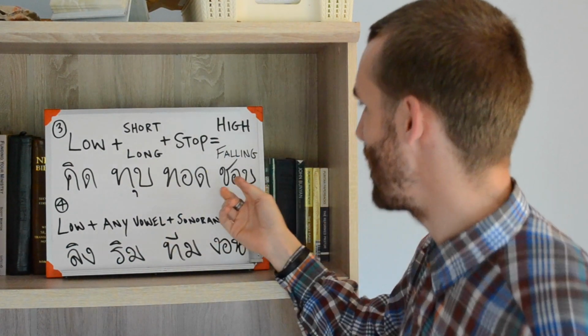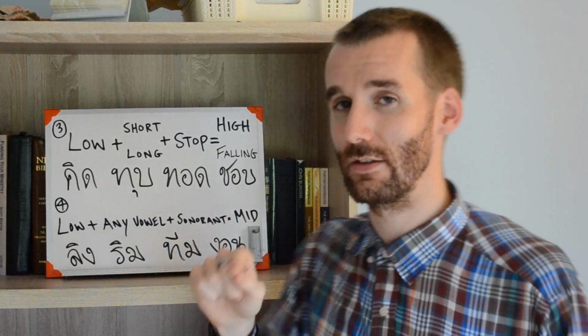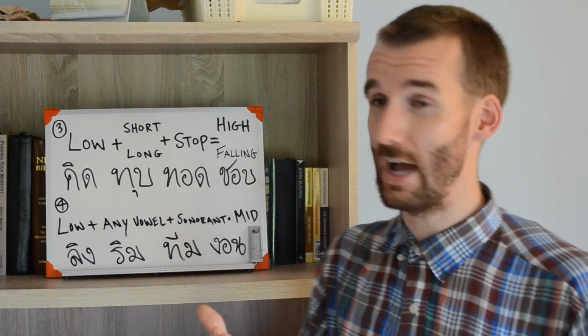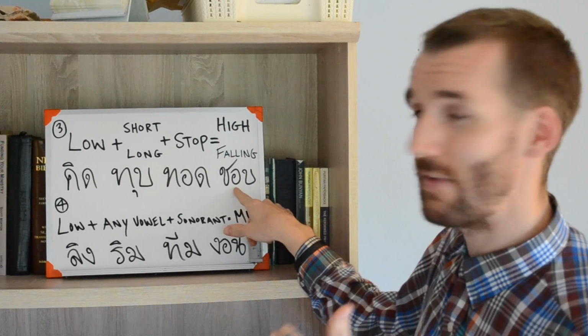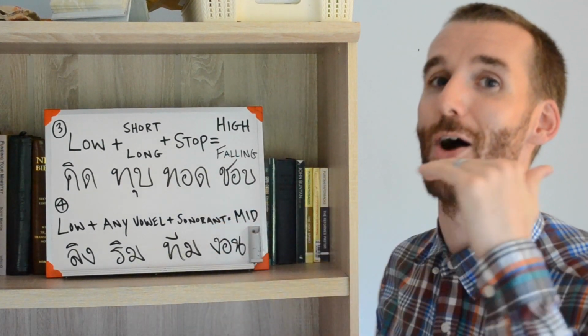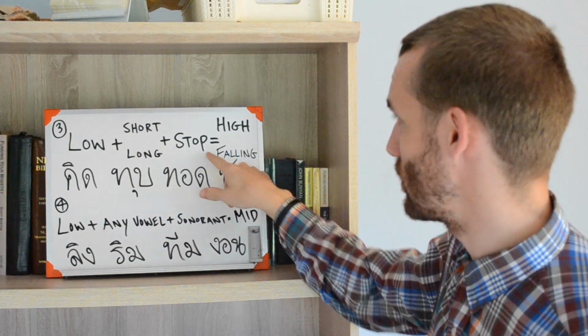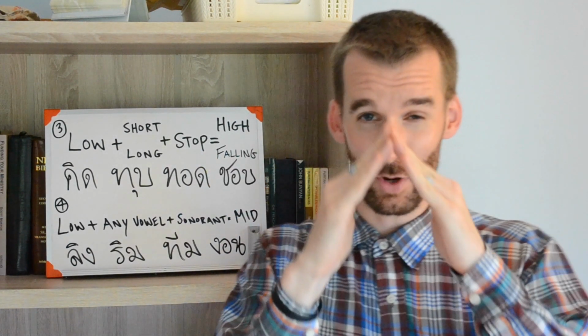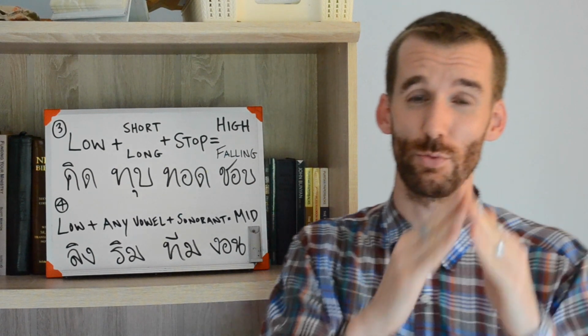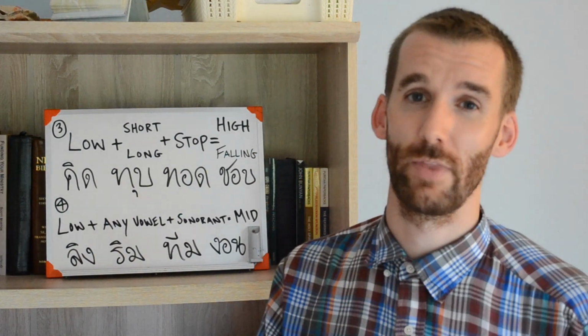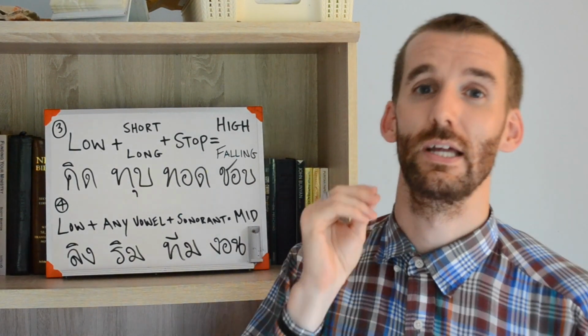And then this last example here, this is the letter cha chang, which is a low class consonant. Again, we have that same long ah sound. And then ba by mai, which is also a stop final. So again, we're going to get a long falling tone, which is chop.